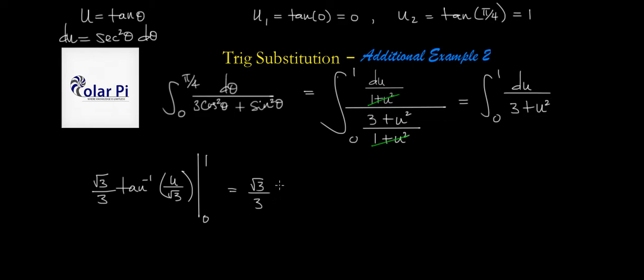So I have root 3 over 3 times pi over 6. And then minus root 3 over 3 times tan inverse of 0 over root 3, which is the same as tan inverse of 0. Tan inverse of 0 is 0, so this whole thing is 0, right? And so our final answer is pi times root 3 all over 18. And that is it.